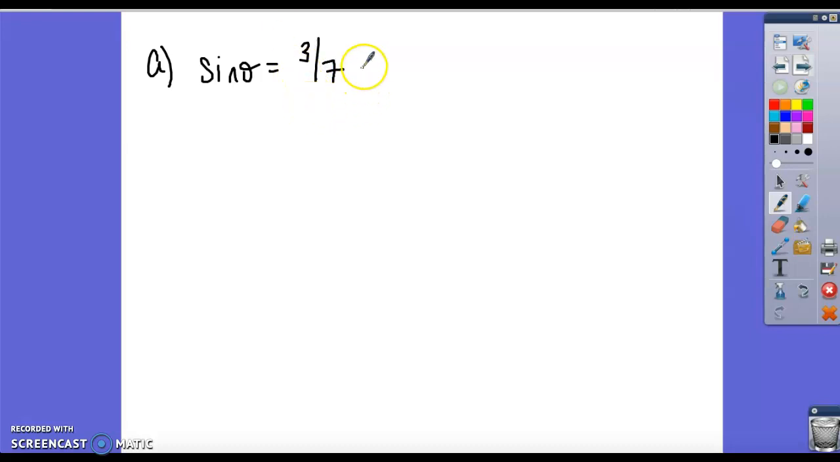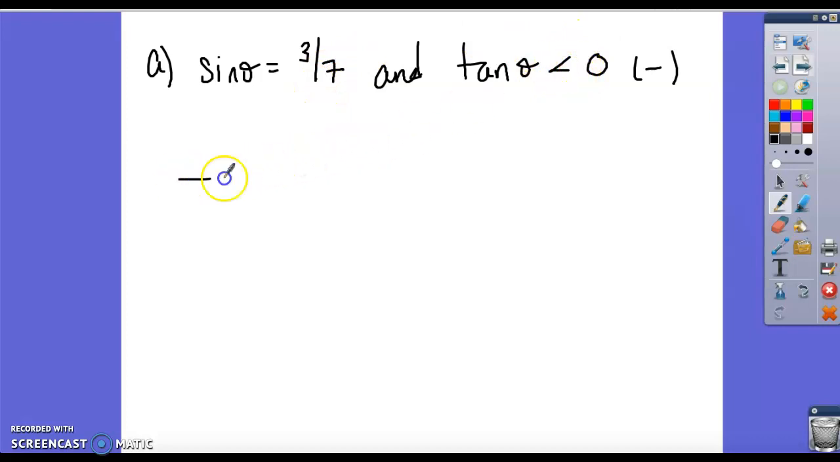is 3/7 and the tangent of theta is less than 0. So that means that the tangent of theta is negative. I need to think about what quadrant sine is positive and tangent is negative. I know that sine is positive in the first quadrant and the second quadrant. Tangent is positive in the first quadrant. Tangent is negative in the second quadrant.